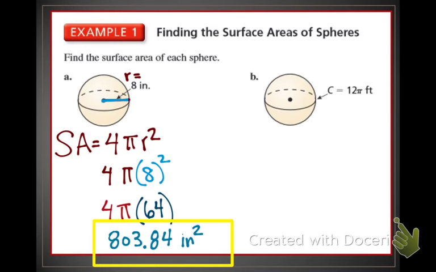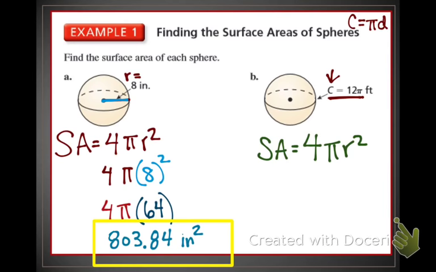Letter B, we're giving something different, but we're still trying to find the surface area. The formula for surface area is 4 pi r squared. They gave us the circumference. Okay? They gave us the circumference. So if you remember, there are 2 formulas for circumference. Circumference equals pi times d or circumference equals 2 pi r. Those were the only two for circumference.